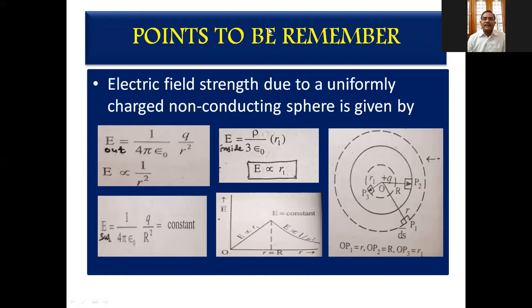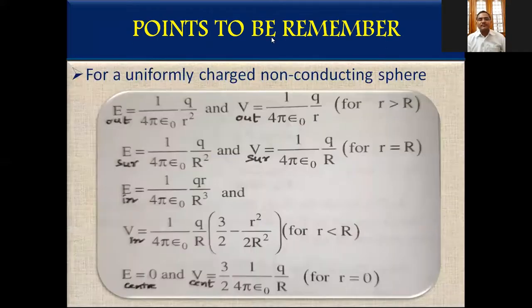So it is very clear that inside the non-conducting sphere, the field strength increases with distance, E proportional to r1. You can understand this from the graph. At the center, the field is 0. From the center as we move to the surface, the field strength increases linearly and becomes maximum at the surface. And for the external point, E again decreases according to E inversely proportional to r square. This I already covered, so these are the expressions.